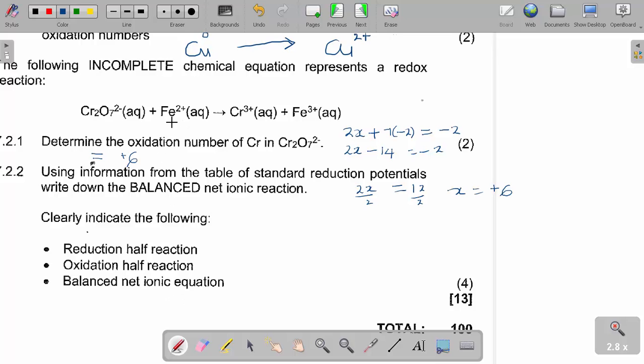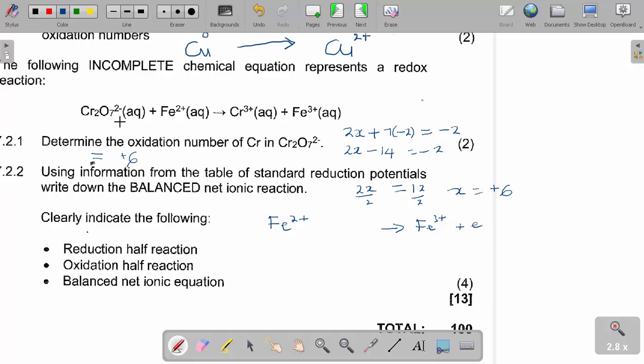So let me start with iron because it's simple here. Iron is going from iron 2 to iron 3 and has been oxidized. So it means my equation is going to be like this. It's going to be iron 2 ions, then it is oxidized, and it gives me iron 3 ions, plus an electron, because it has been oxidized.